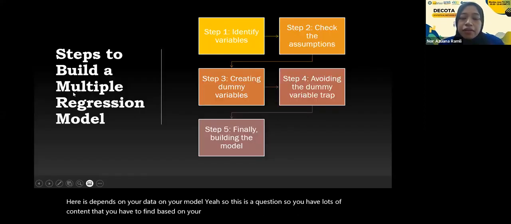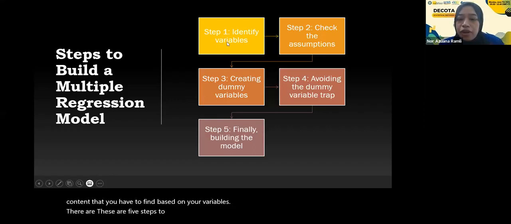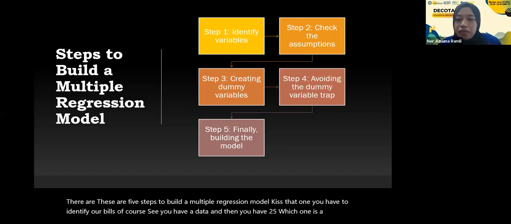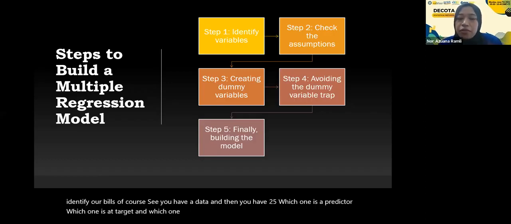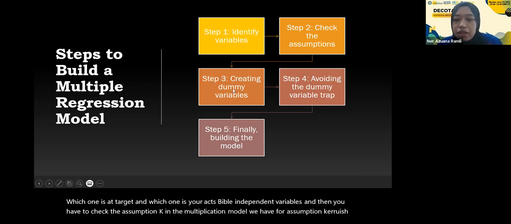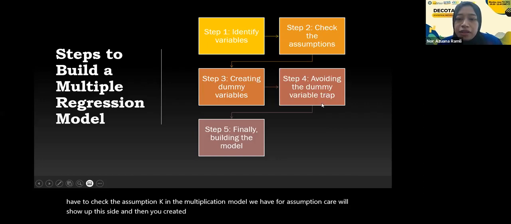There are 5 steps to build a multiple regression model. Step 1, you have to identify the variables, of course. Let's say you have data, and you have to identify which one is the predictor, which one is the target, and which one is your X variable, the independent variables. Then you have to check the assumptions. In the multiple regression model, we have 4 assumptions, which I will show after this slide. Then you create the dummy variables and avoid the dummy variable trap, and finally build the model.